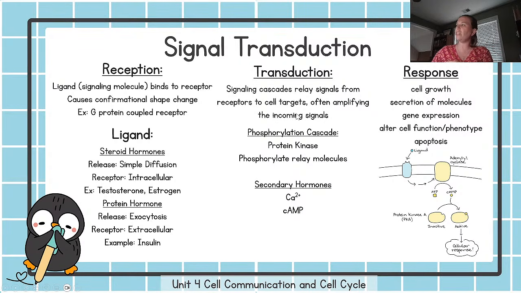We also have transduction. This was our next part. This is just the cascade. It's kind of the domino effect, if you may, of how it's going from one place to the next, to get us from the reception to the response. And then here are our different options for our response, of what can happen as a result of that signal binding to that cell. So keep on rolling.